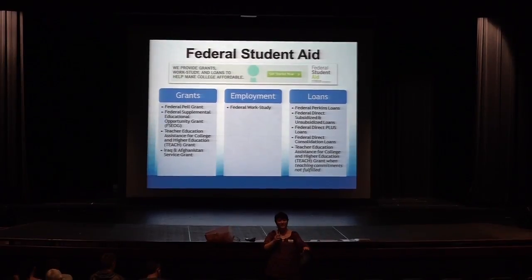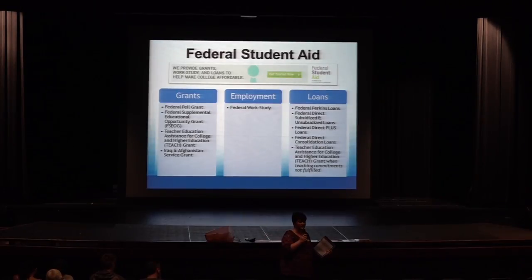Unsubsidized, you will have to pay as you're attending school. So which one is better? Well, the subsidized. If you can get subsidized, take subsidized over unsubsidized. But realize there is a maximum amount for each of those. It's not like it will cover everything. It won't cover that total COA, cost of attendance.